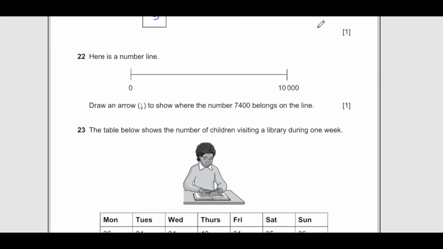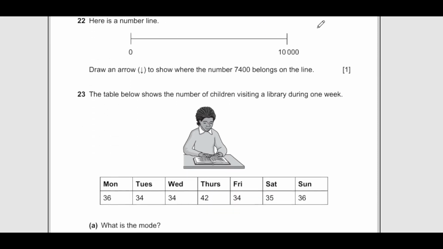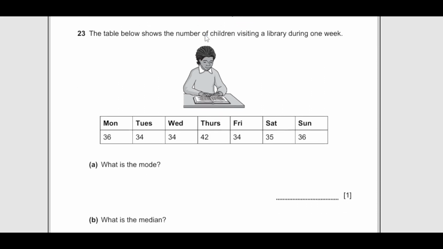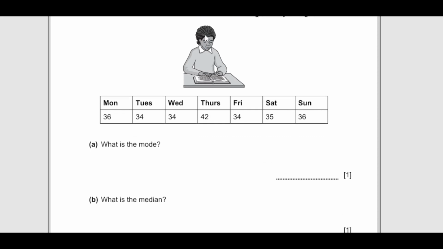Okay. Now here is a number line. Draw an arrow to show that the number 7400 belongs on the line. So here in the middle is going to be 5000, right? So here it's going to be 7500, and a little less than this one is going to be 7400.